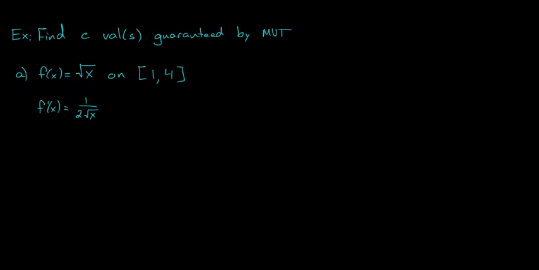What else do I need? Let's find the average rate of change. How do we do that? You take f of b minus f of a. So that's f of 4 minus f of 1 over 4 minus 1, right? What's f of 4? 2, because the square root of 4 is 2. Minus what's f of 1? 1 over 3. Oh, okay, it's 1/3. The average rate of change is 1/3, and I know the derivative.